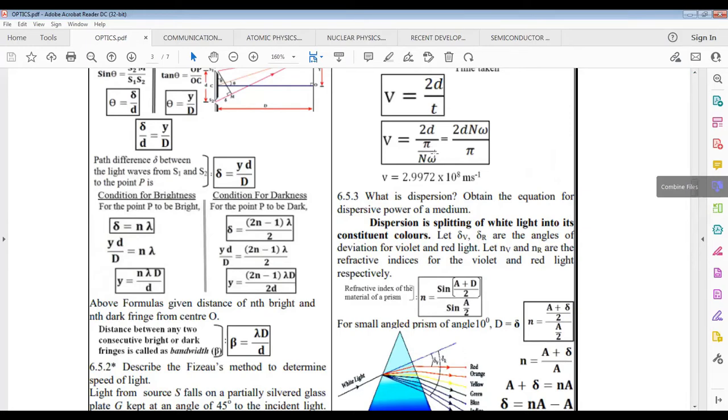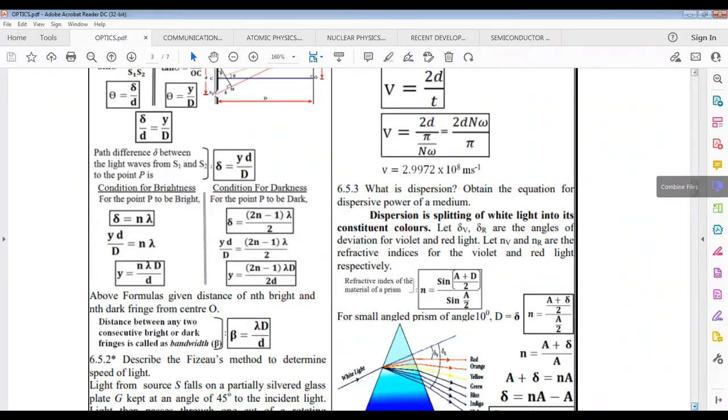For theta we are writing pi by n. So 2d by pi by n omega, this term goes to the numerator, 2d n omega by pi. So the value was found to be 2.9972 into 10 power 8 m s power minus 1. This is your value, and the theoretical value, you know, is 3 into 10 power 8 m s power minus 1. It is very, very close to the theoretical value. So this value is accepted.